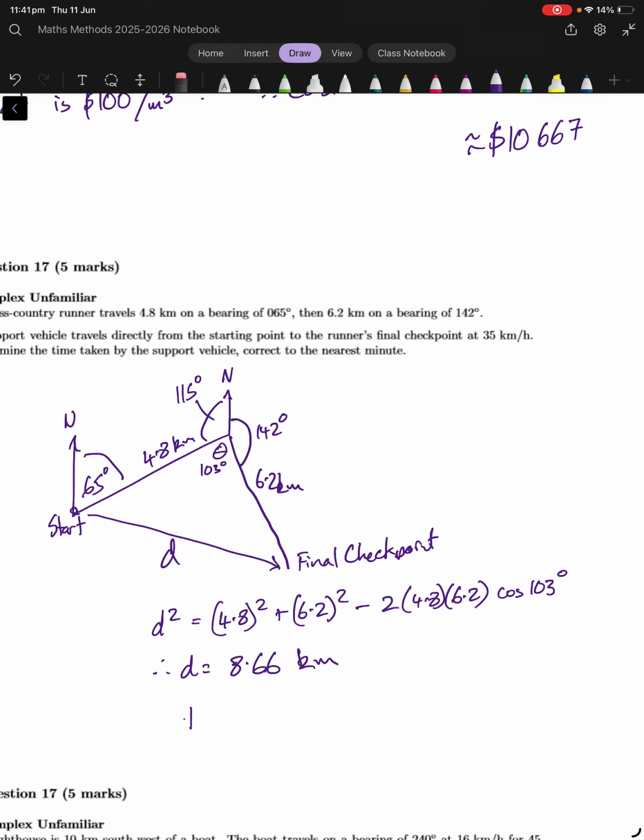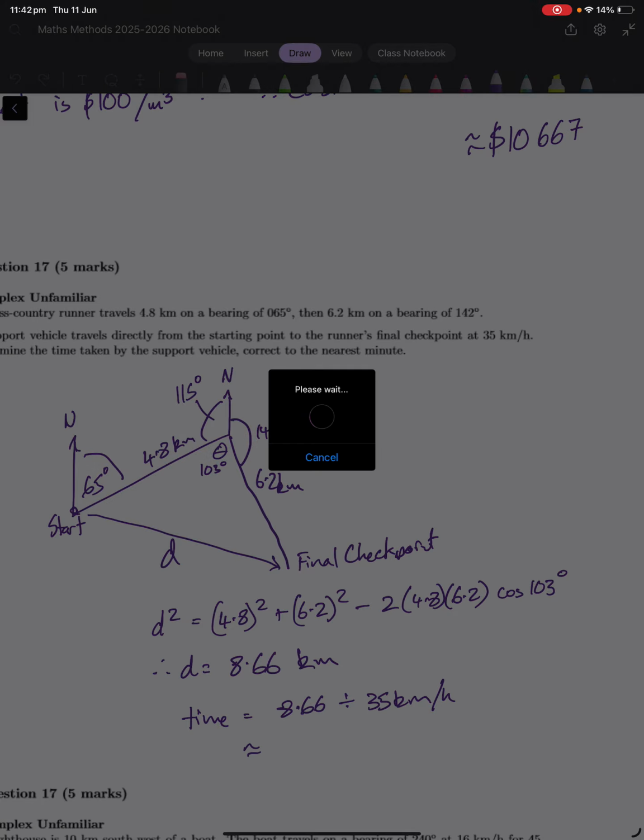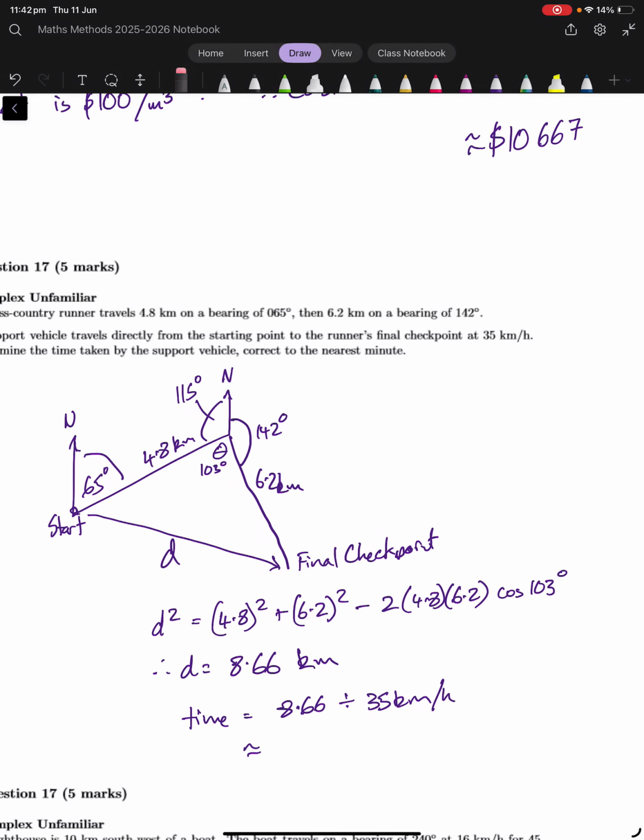So therefore the time would be 8.66 divided by the 35 kilometres per hour, which is approximately 0.2474. Just having a little fit there. 0.2474 hours, and it says to the nearest minute, and so if you just multiply that by 60, you're going to get around 15 minutes.